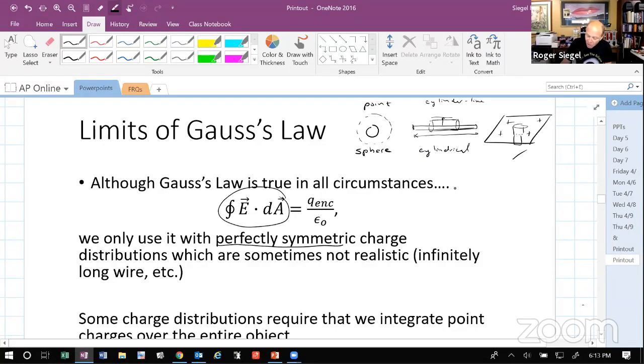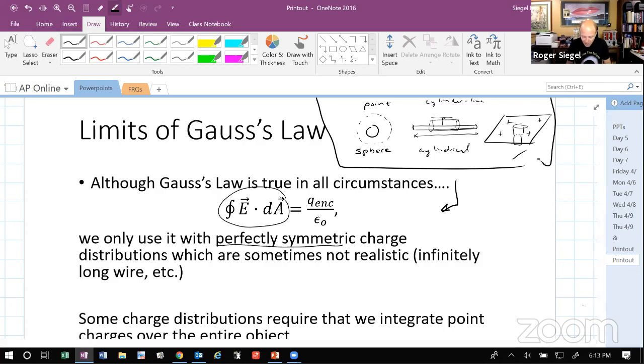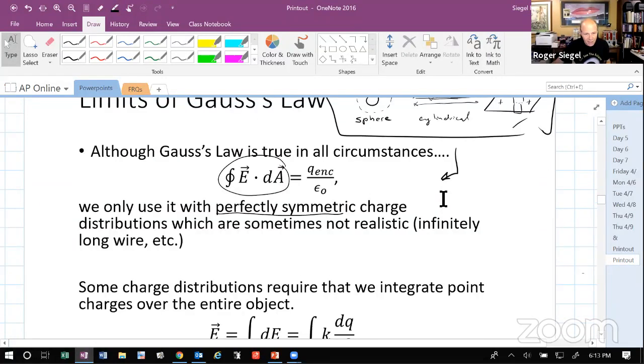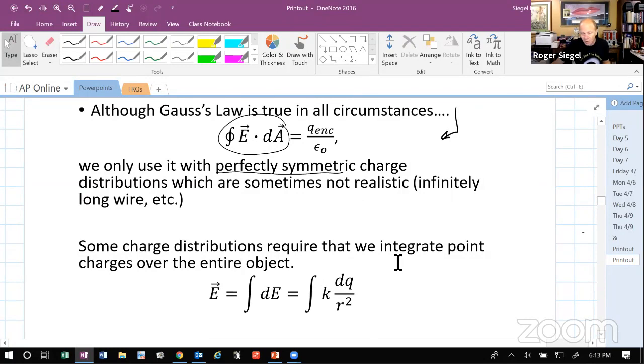So Gauss's law is true, but we only apply it in the most rarefied air form. We don't use it in very other instances. And if we do have another instance where we don't have symmetry, it forces us to do some integration. So some charge distributions require that we integrate. And so what we do is we just basically integrate all over. We use the point charge equation, but instead of Q, we use dQ, a tiny little differential Q.